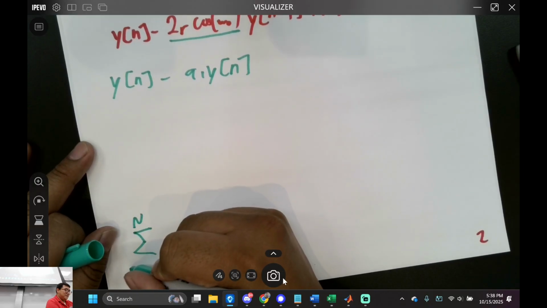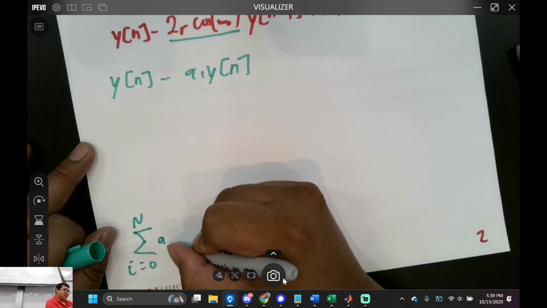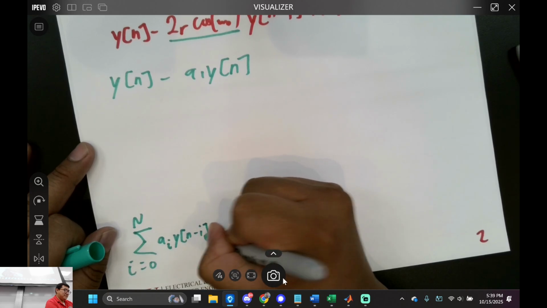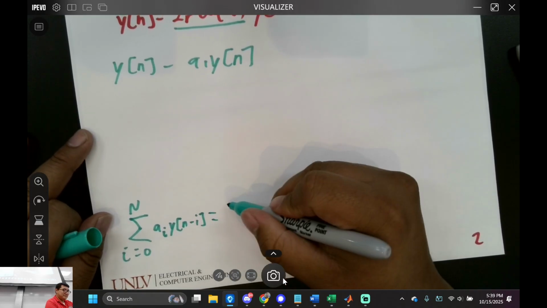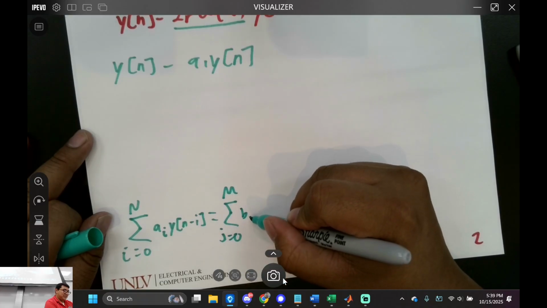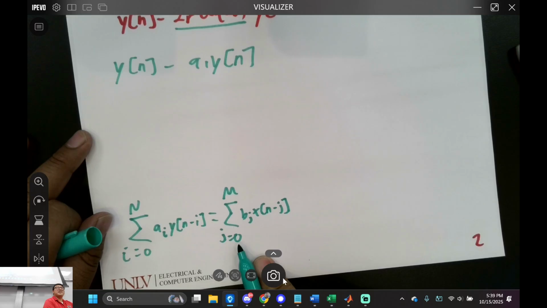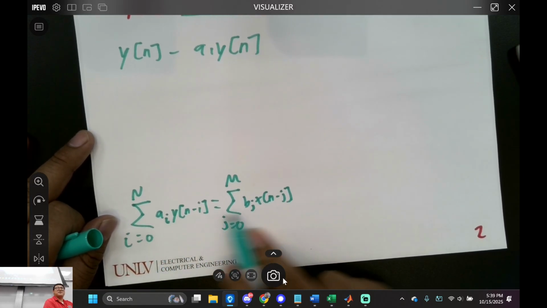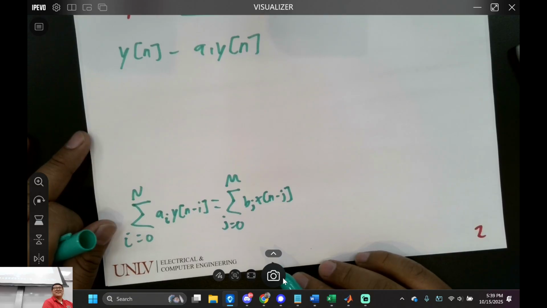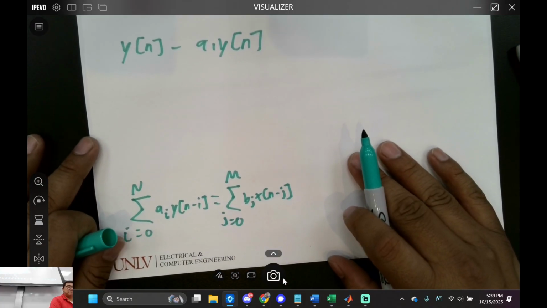I'm going to do the sum from i equals 0 of a i y of n minus i. Is that good? Right? See this? I'm just picking random things. b j x of n minus j. Remember this equation? Good old outputs are equal to inputs. Is that right? Remember? Simple like KCL or whatever, right?